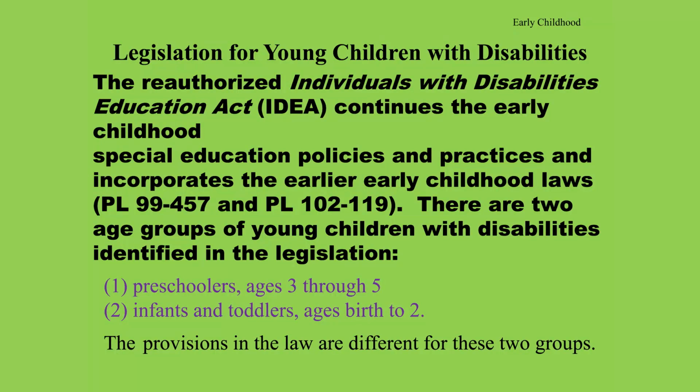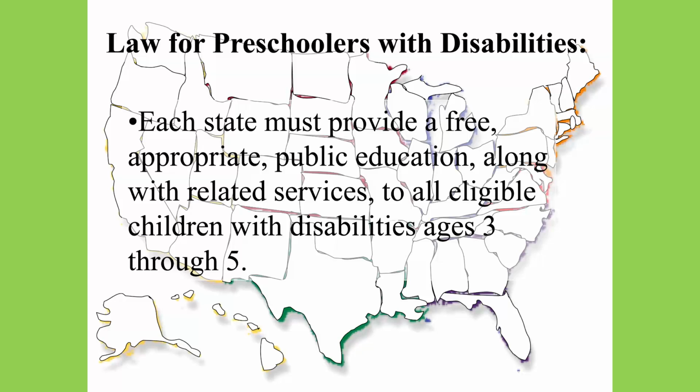So there's 2 age groups of young children with disabilities, okay? There's preschoolers, which are defined ages 3 through 5, and there's infants and toddlers. And this says birth, it should say birth through 2. What that means is basically one goes from birth to 35 months, the other one picks up at 36 months or 3 years and goes to 5 years of age, right? And these 2 groups have different things going on with the law, okay? And so we're going to look at that.